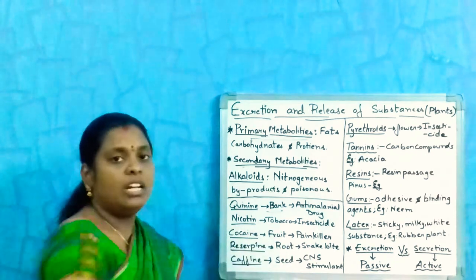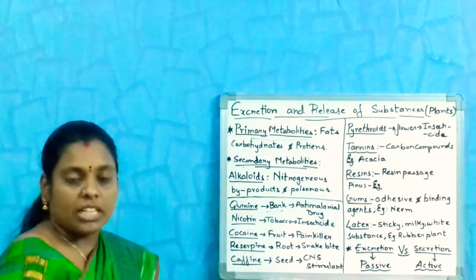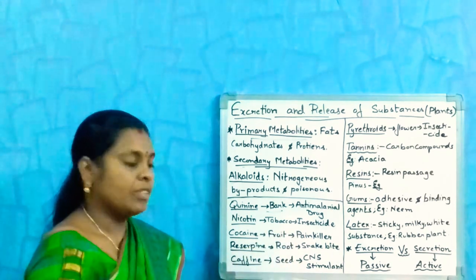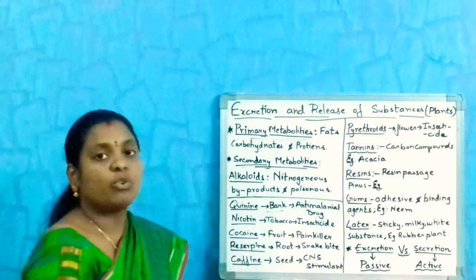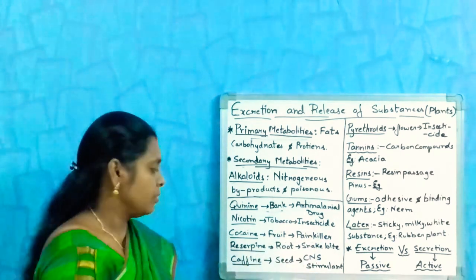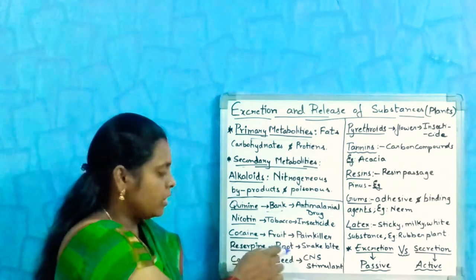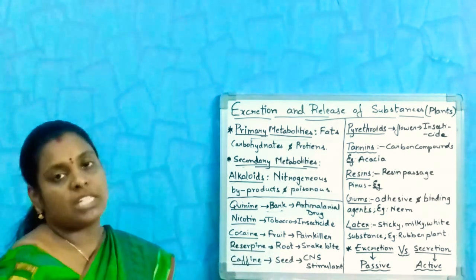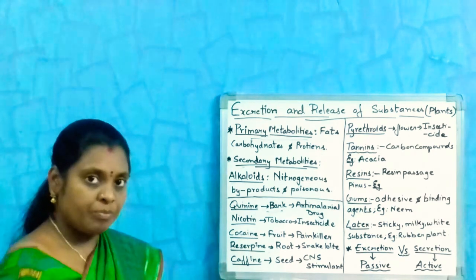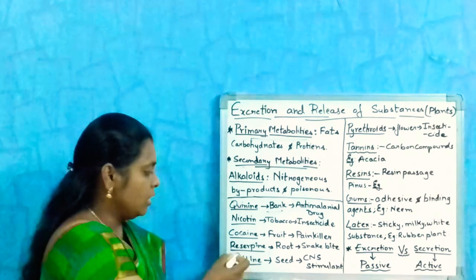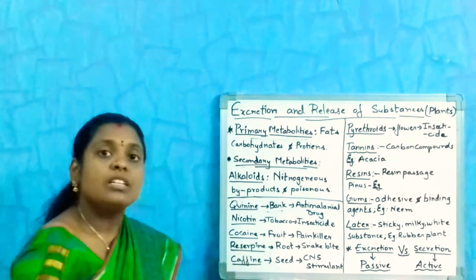Nicotine is from tobacco, that is nothing but tobacco. It is used as an insecticide. Next one, cocaine, it is from a fruit part. It is used as a painkiller. Reserpine, that is from the root part. It is used as medicine for snake bite. For snake bite, they are using reserpine as medicine.